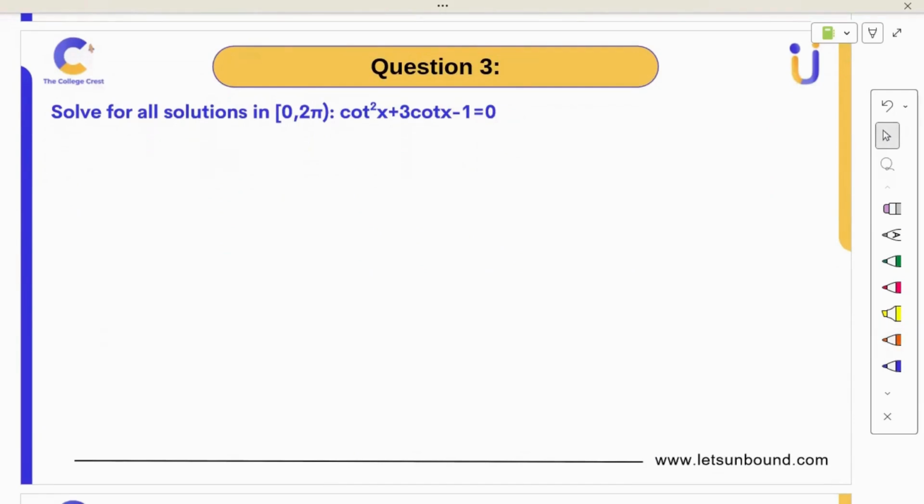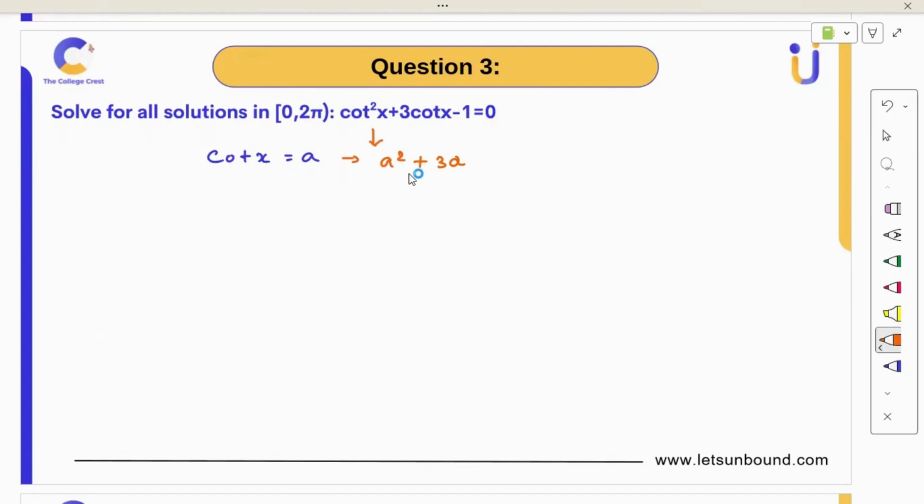Solve for all solutions in 0 to pi: cot squared x plus 3 cot x minus 1. So we are solving trigonometric equations involving the cot. We can see a quadratic pattern here. For simplicity, you can take cot x equal to some a. So I'm taking a, and this equation will become a squared plus 3a.